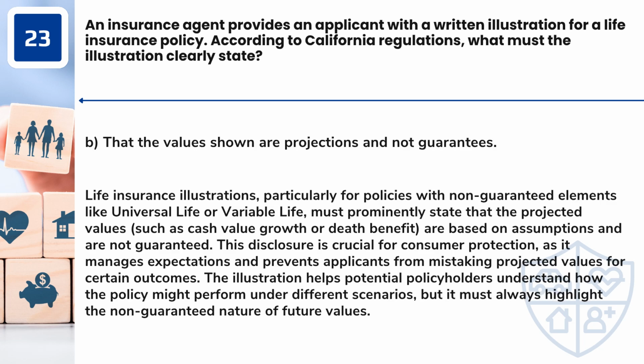Answer: B. That the values shown are projections and not guarantees. Life insurance illustrations, particularly for policies with non-guaranteed elements like universal life or variable life, must prominently state that the projected values, such as cash value growth or death benefit, are based on assumptions and are not guaranteed. This disclosure is crucial for consumer protection, as it manages expectations and prevents applicants from mistaking projected values for certain outcomes. The illustration helps potential policyholders understand how the policy might perform under different scenarios, but it must always highlight the non-guaranteed nature of future values.